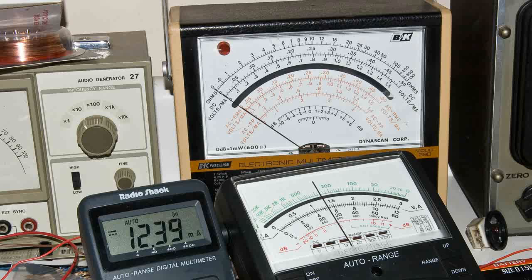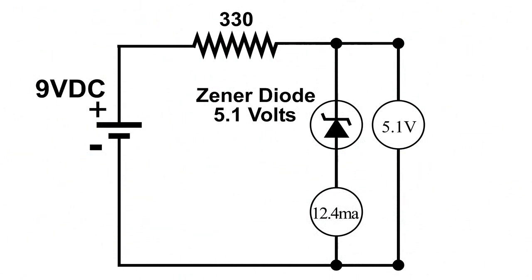In that first video clip, I did not have a load on the circuit yet, and what we have is about 12.4 milliamps going through the Zener diode, and we've got about 5 volts across the Zener diode.